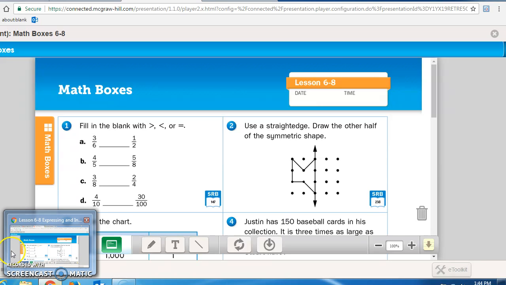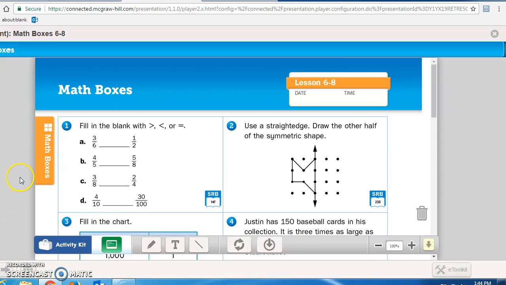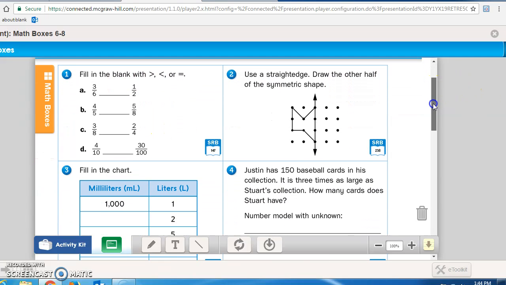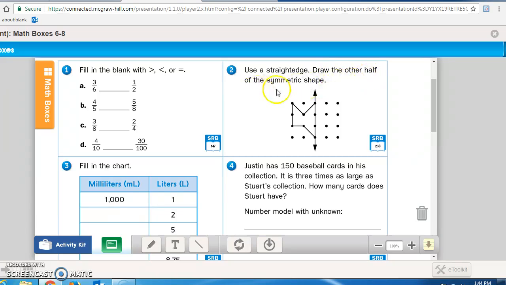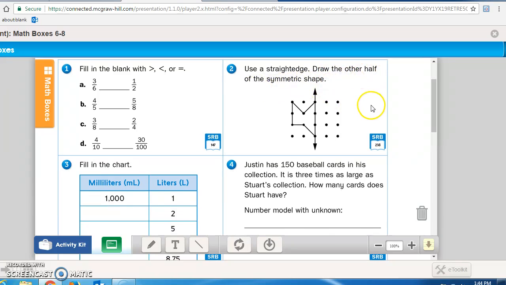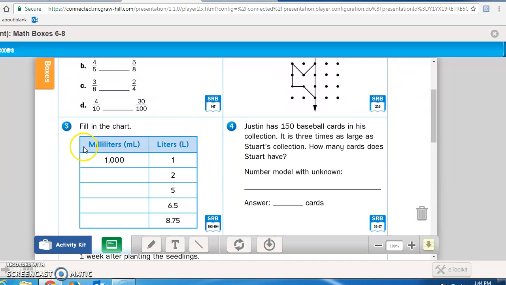You can pause the recording now and be done with this unit, or listen as I read the directions on this page. Math Box 1 says fill in the blanks with greater than, less than, or equal to. Math Box 2 says use a straight edge, draw the other half of this symmetric shape. Math Box 3 tells you to fill in the chart. 4 says Justin had 150 baseball cards in his collection.